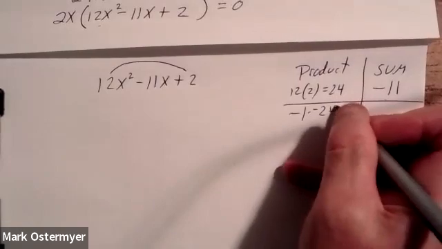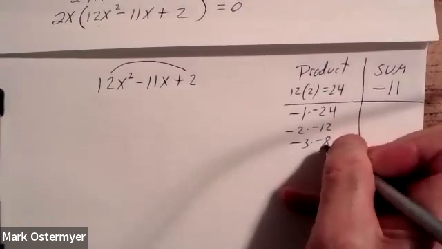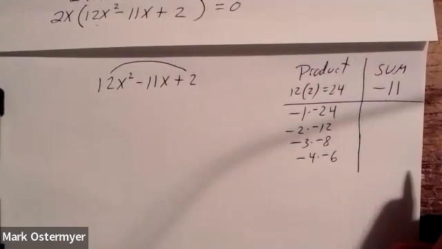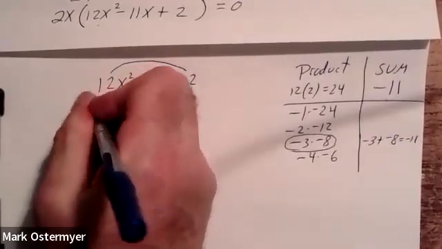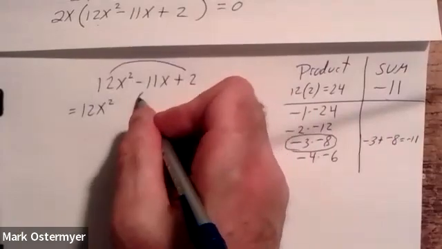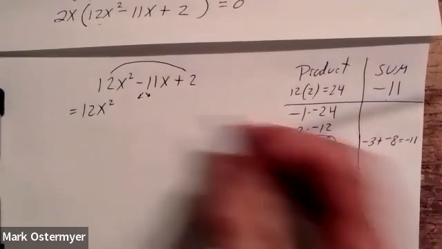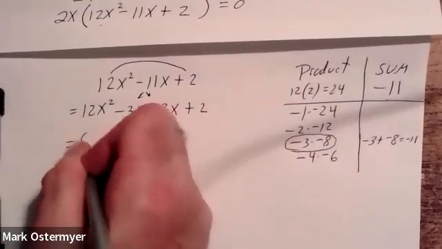Well, got to list the negative factors since they have to add up to a negative. Which ones sum up to negative 11? Negative 3 and negative 8 are the only ones that work. Hence, we're now going to rewrite this trinomial as an equivalent 4-term polynomial. Our middle term gets split up and rewritten as the sum of negative 3x minus 8x. Now I will factor this via what? Grouping.